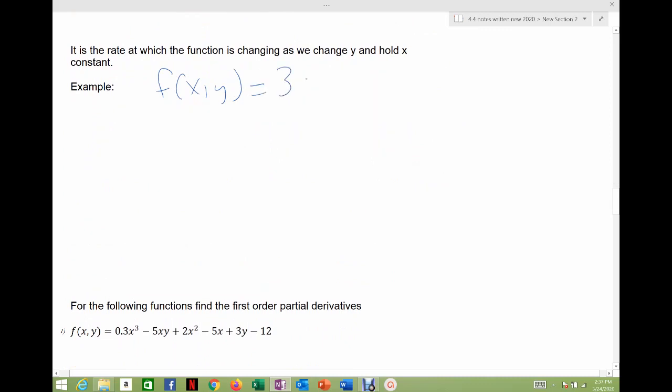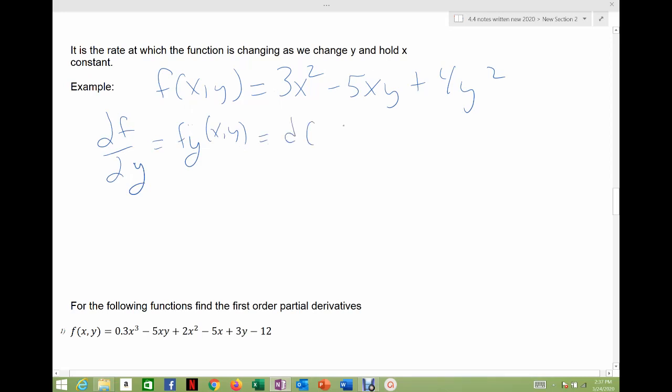Alright, so the function was 3x squared minus 5xy plus 4y squared. Alright, so I'm going to take the derivative of my function with respect to y. So f, not prime, f sub y of x, y. Alright, so again, I'm going to write out the pieces, what we're doing. We're taking the derivative of each piece, each function piece, with respect to y.